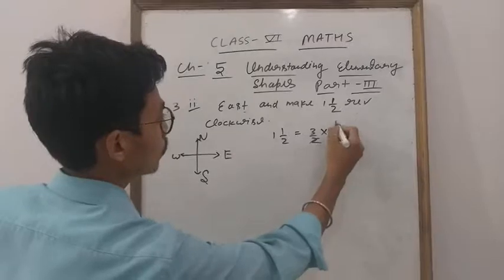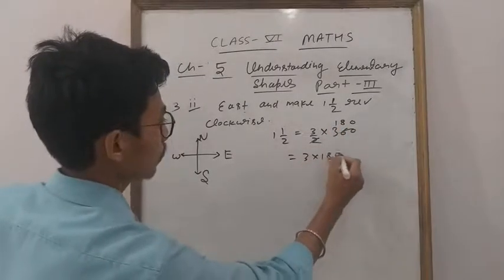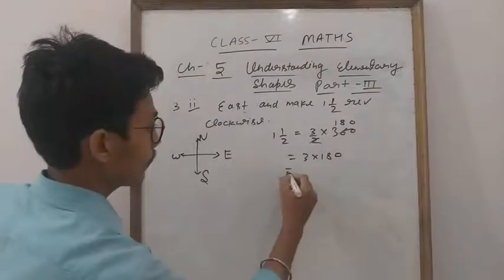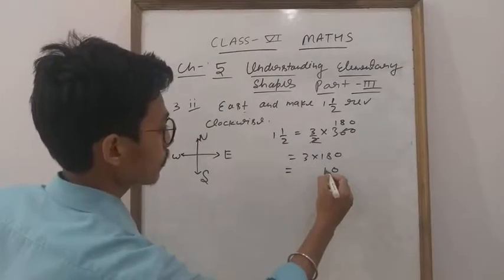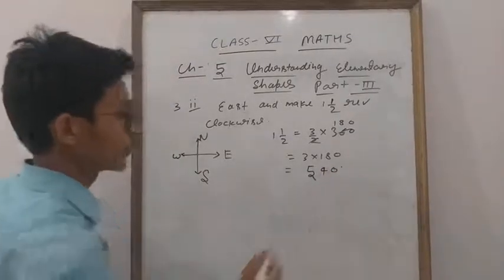Now 2 1s are 2, 2 6s are 12, 2 8s are 60... it will come 3 multiplied by 180. Okay everyone, so this will come 540. That is, 540 degrees you have to move from east.